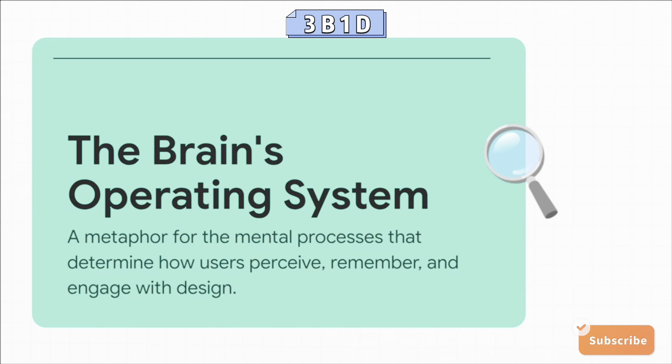And that's exactly why we're calling this the brain's operating system. Just think of all these psychological rules as the default code that's running in the background for every single user. You wouldn't try to run software without knowing the OS, right? Same thing here. So let's break down 3 of the most important modules in that system.